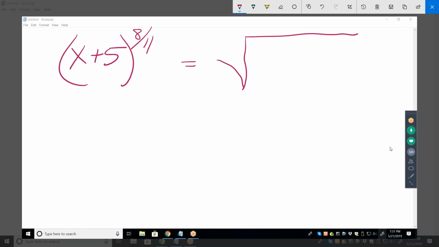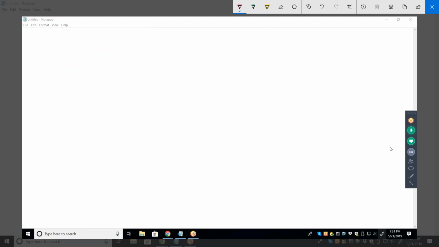So 8 would go out. No, the root is the denominator. So that's the 11th root. What goes inside the radical sign? X plus 5 to the 8th. Yeah. It's as simple as that. Just always make sure that the denominator is the root and the numerator is the power.